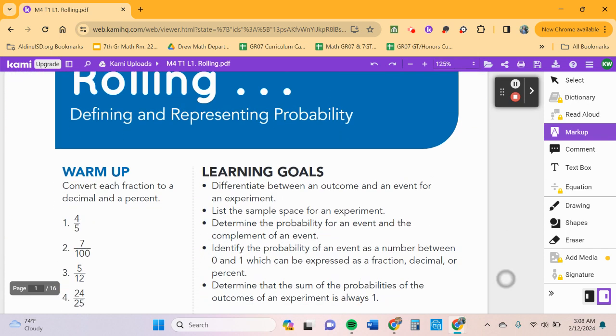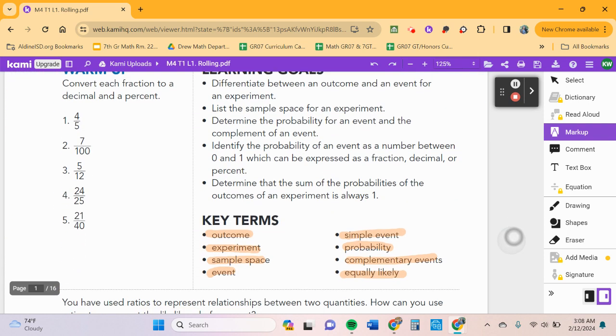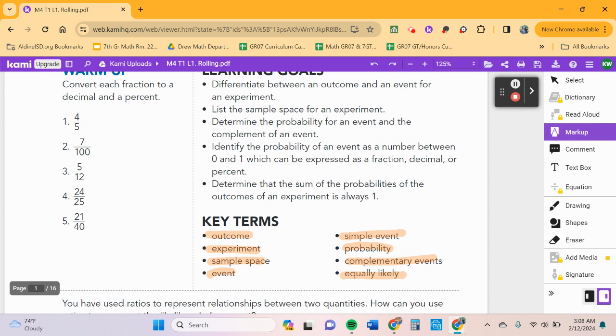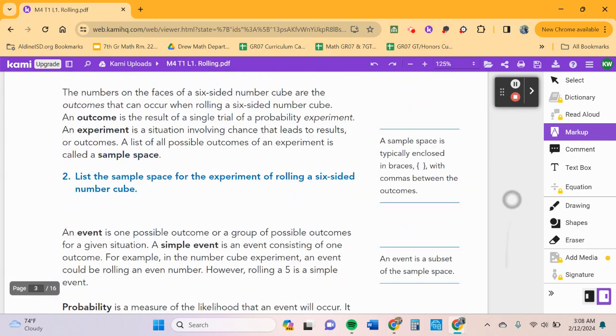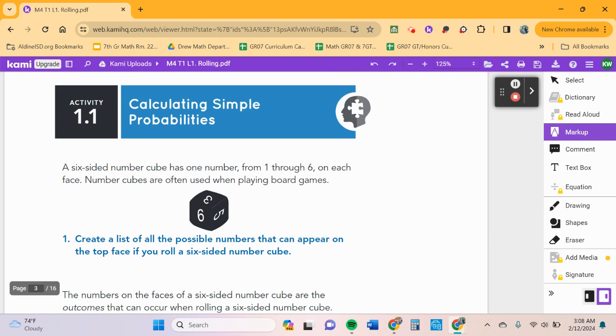Now, if you will notice first when we start this lesson, there are a lot of key terms, and those we are about to get into, or most of them, in this activity here. We're starting with activity 1.1, calculating simple probabilities. All right, I'll go ahead and get us started.